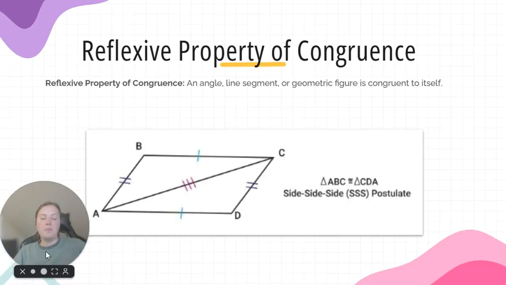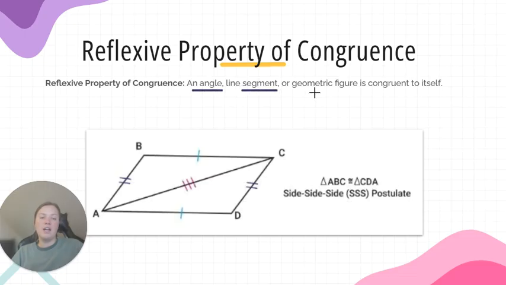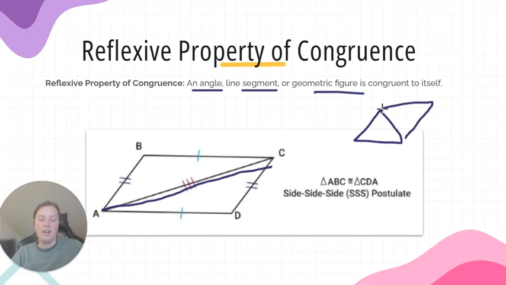The reflexive property is not going away. You're going to hear me talk about it a million times. Make sure you understand what it is. Remember that angles, line segments, symmetric figures are congruent to themselves. So AC is congruent to AC in this case, right? If we were to draw, I don't know, any triangle, it's kind of the same thing, right? We're using the same line. The same line is in both of these triangles, so they're congruent to each other.